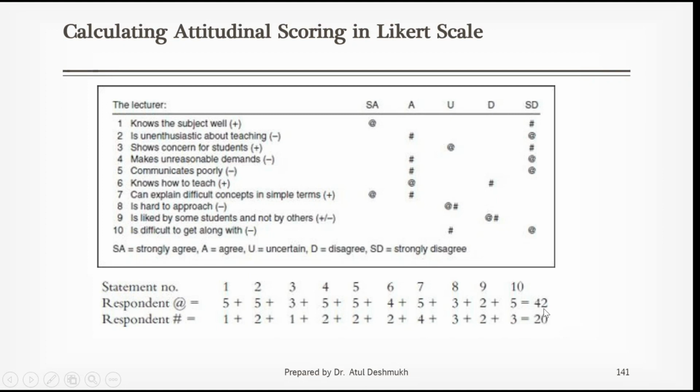Out of 50, respondent at has given 42, which means he has a positive attitude. He has a positive feeling that I am a good teacher. But respondent hash has given 20 marks, which is below 25. So he has an attitude that I am not a good teacher. Okay, my teaching is not worth it. So these are the attitudes reflected by these two participants.